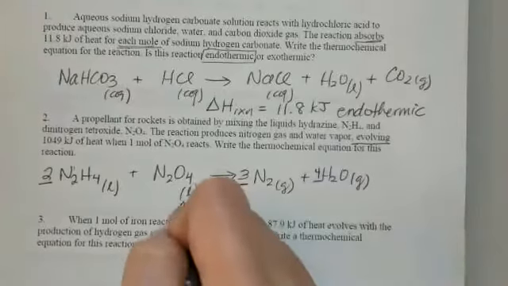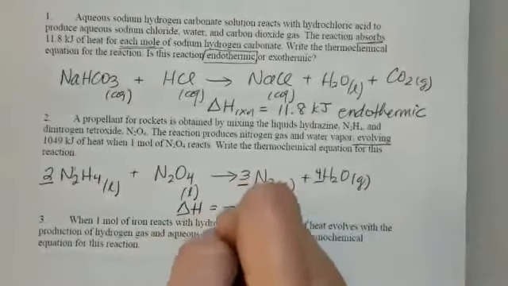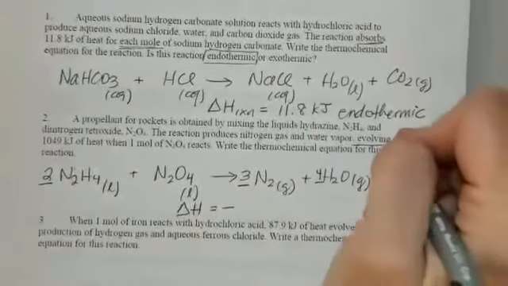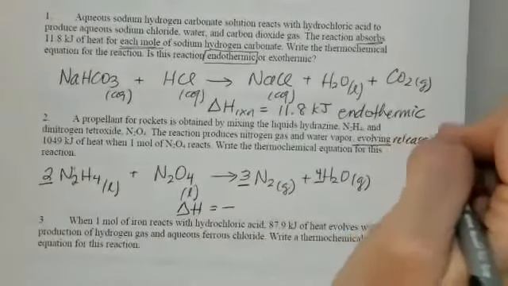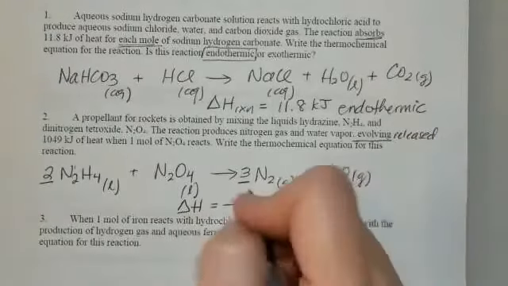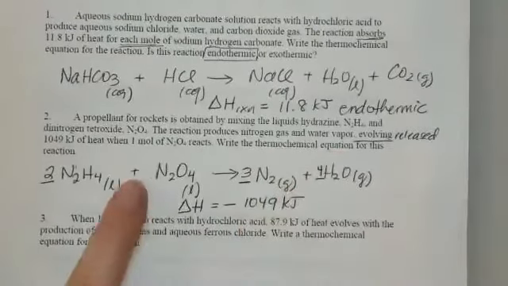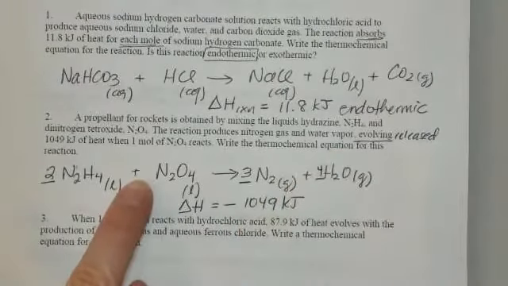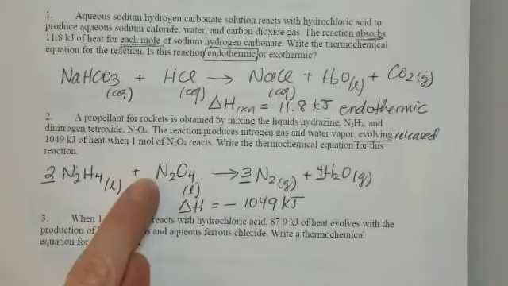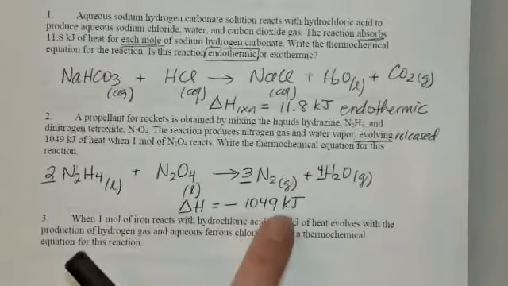Now, in this case, the delta H is evolving the heat, which means it's going to be negative. Evolving means that it's released. So that energy is being released from this reaction, and it's releasing 1049 kilojoules when 1 mole of N2O4 reacts. That is what this says, that there's only 1 mole of N2O4 in the reaction, and so that 1049 would be the energy released.